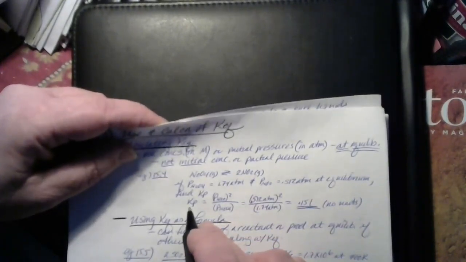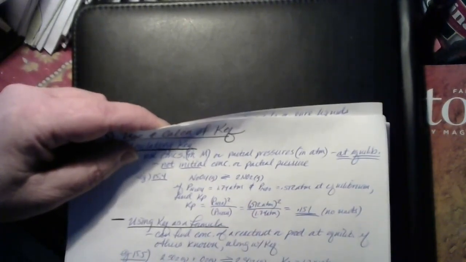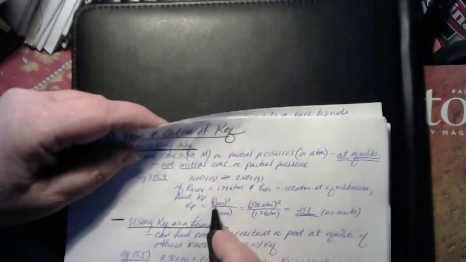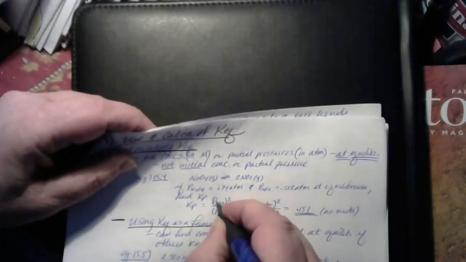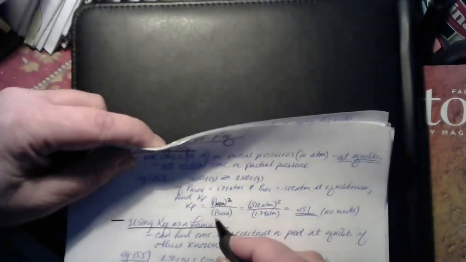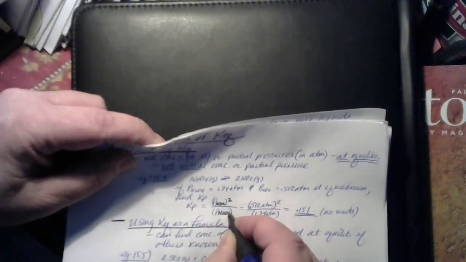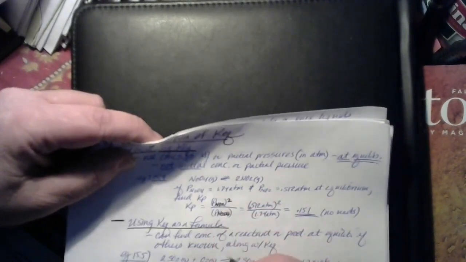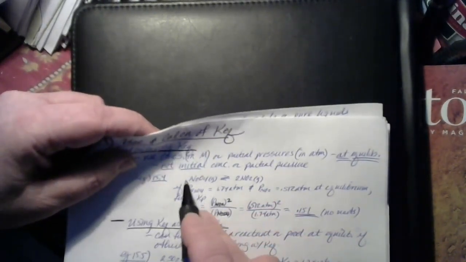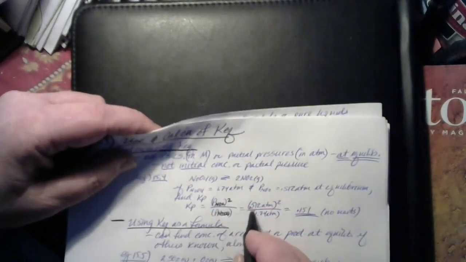The equilibrium constant expression for this reaction in terms of partial pressures is going to be partial pressure of product, which is NO2 squared, divided by the partial pressure of the reactant, which is N2O4, to the first power, because the coefficient here is 1. So that's going to be 0.512 atmospheres squared over 1.74 atmospheres, and that's equal to 0.151.